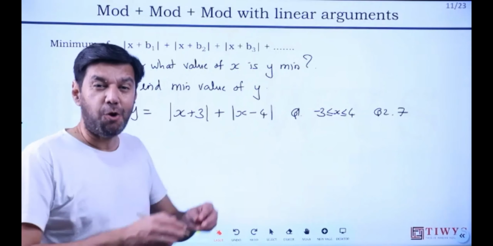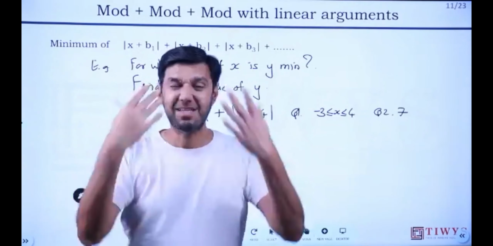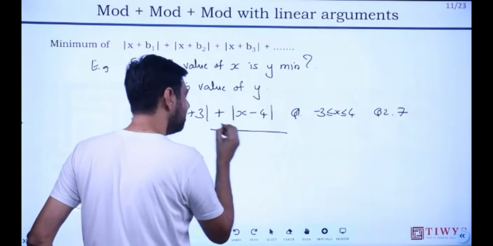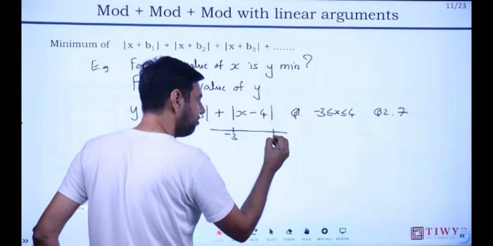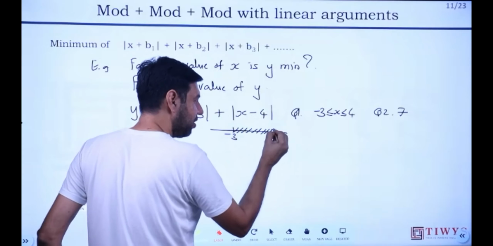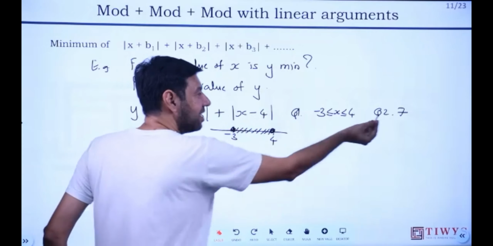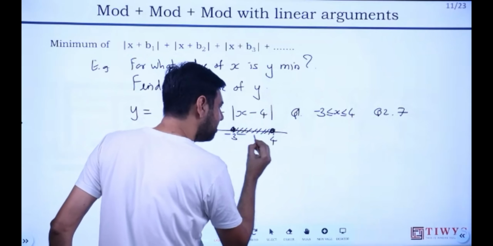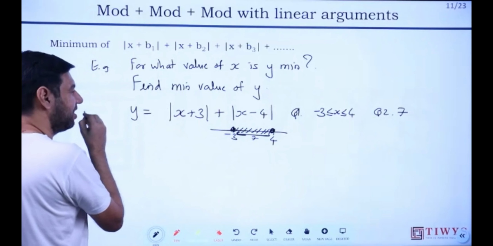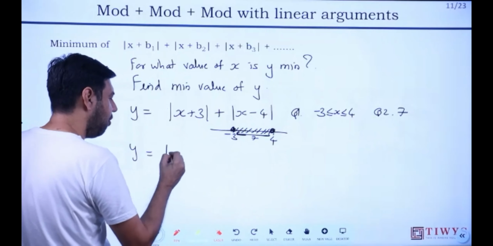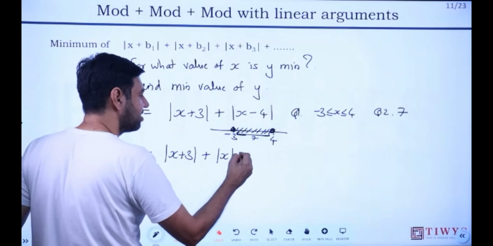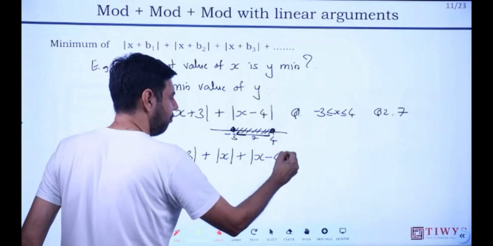Even the point of drawing a number line over there is a headache. If anyone has any issue, you draw the number line. This is the point -3. This is the point 4. Now the value of x could be anything between these because there are only 2 points. And the answer to question number 2 is nothing but this distance, which is 7. Another question: if y is equal to mod of x plus 3, let me leave it this way, plus mod of x plus mod of x minus 4.